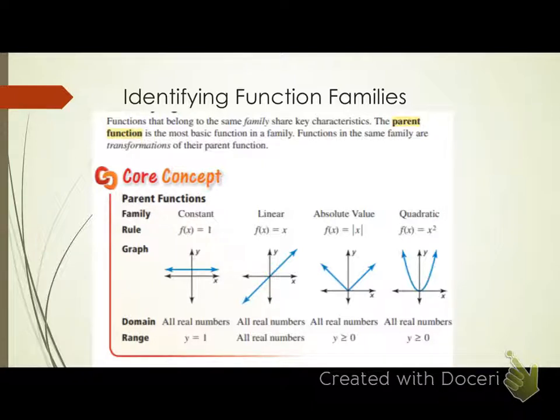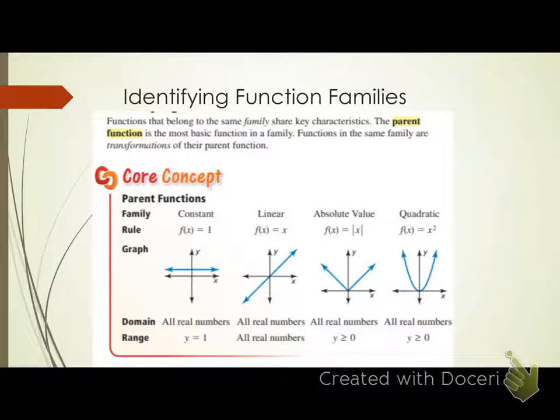So, the first family of graphs is the constant family. The parent graph of a constant family is f of x equals 1. 1 is just a constant. That's my most basic form of my constant families. The graph is just a horizontal line going through 1 on the y-axis.